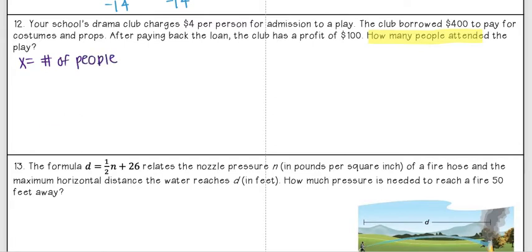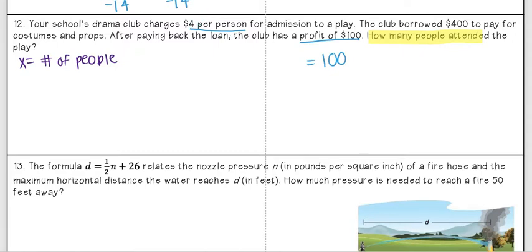Next, I'm going to go ahead and look for my total. And so go here. Total is usually near the back and says after paying back the loan, the club has a profit of $100. So I want my profit at the end. So I know it's equal to 100. At the end of the day, the school's drama club made $100. Okay, now let's look to see how they made that. So it says they charged $4 per person. Key word here is per.